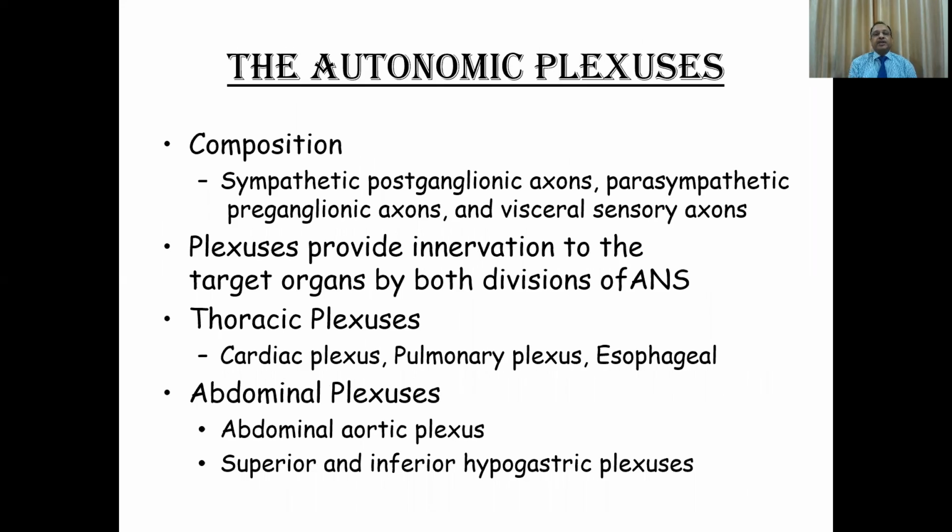Before I finish the lecture, let me mention briefly about the autonomic plexuses. These plexuses are composed of sympathetic postganglionic axons, parasympathetic preganglionic axons, and visceral sensory axons. These plexuses provide innervation to the target organ by both the divisions of autonomic nervous system. And in the thorax, they are identified as cardiac plexus, pulmonary plexus, and esophageal plexus. Whereas in abdomen, they are identified as aortic plexus, superior and inferior hypogastric plexus.